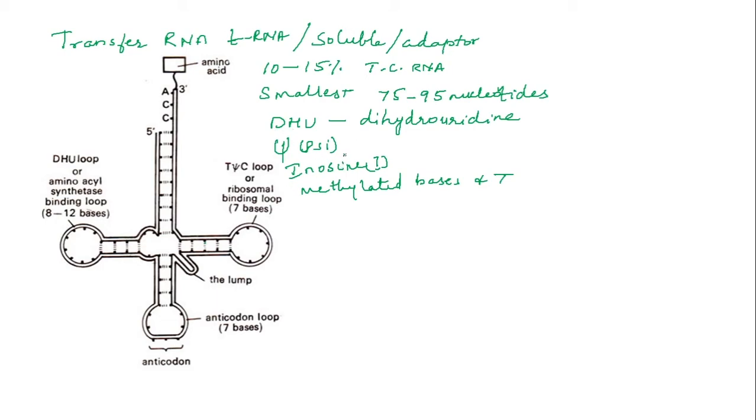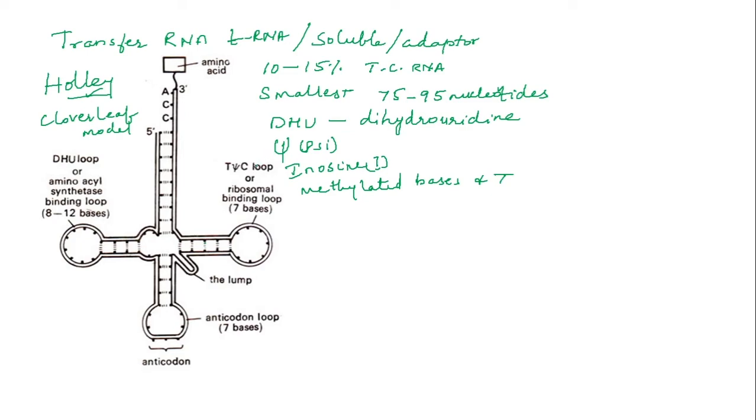This particular model of tRNA was proposed by Holley, which is called the clover leaf model. This clover leaf model supports its structural and functional properties. Any model which is proposed should support the structure and the function of that particular structure.